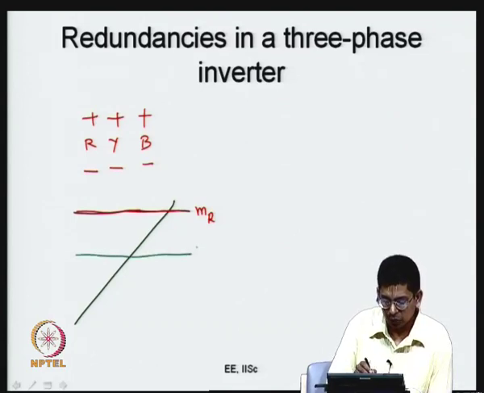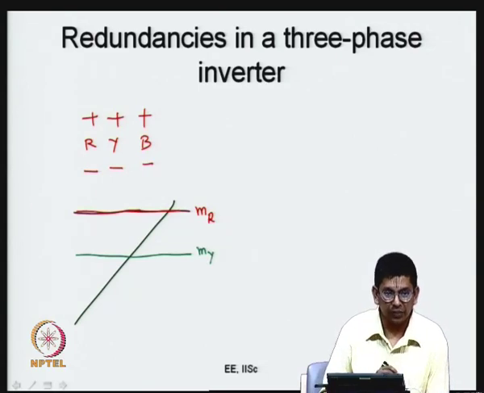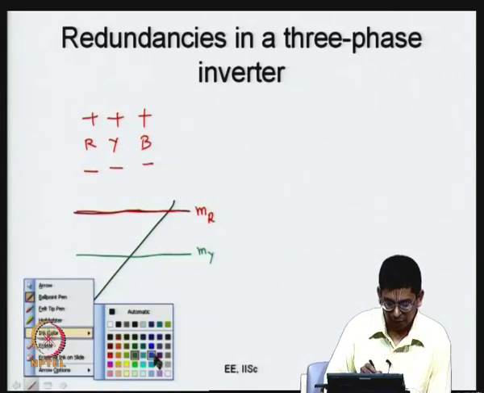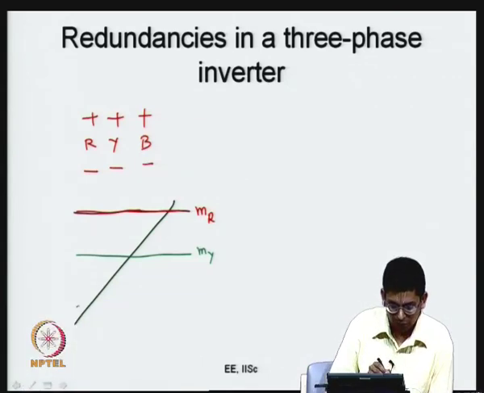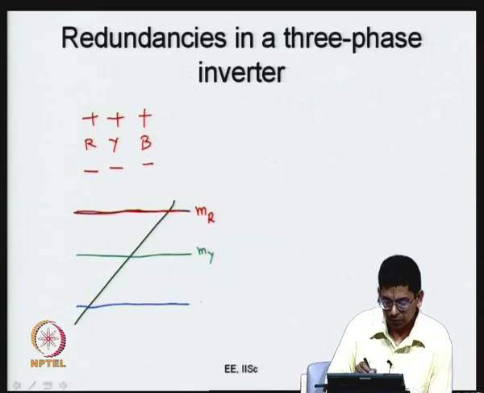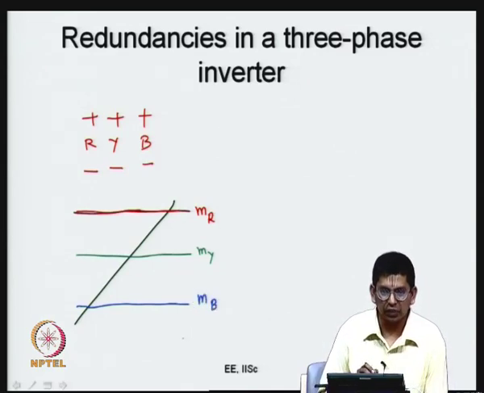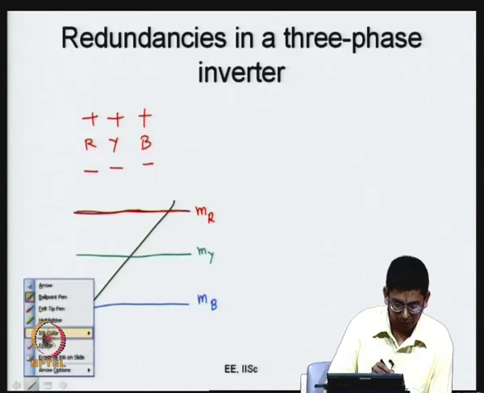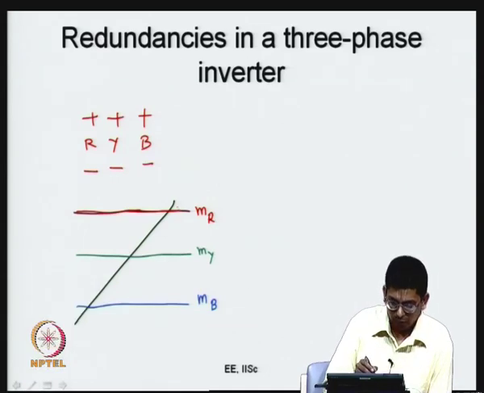Let me say this is the Y phase signal, and then there is a B phase signal. Let me indicate it with blue. So, like this. If MR, MY and MB are sinusoidal signals, then MR plus MY plus MB should add up to 0. So, what you really have here is, this is plus Vp, this is minus Vp as before.